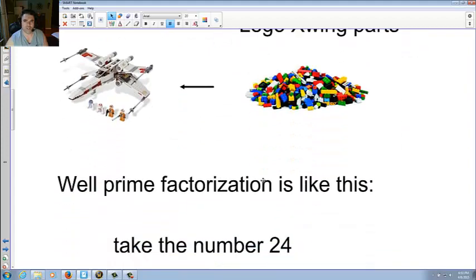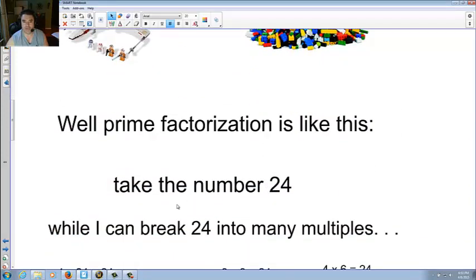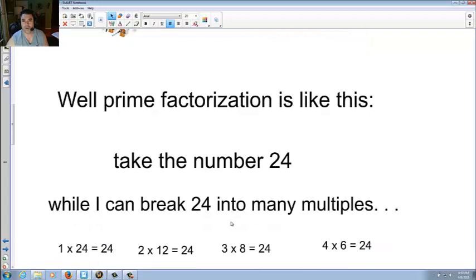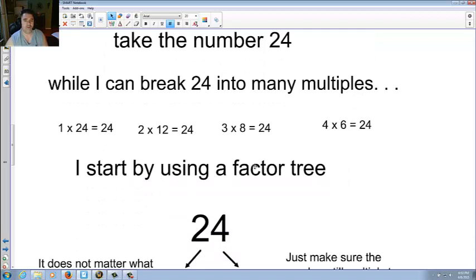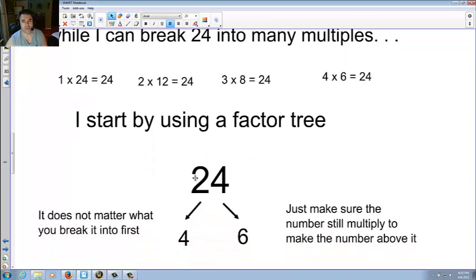Well, prime factorization is like this. Take the number 24. While I can break 24 into many multiples, such as 1 times 24, 2 times 12, 3 times 8, 4 times 6, I'm going to start by using a factor tree. I know, not your most favorite thing, but I'm going to show you how to do it, and I think we'll be fine. You take 24.